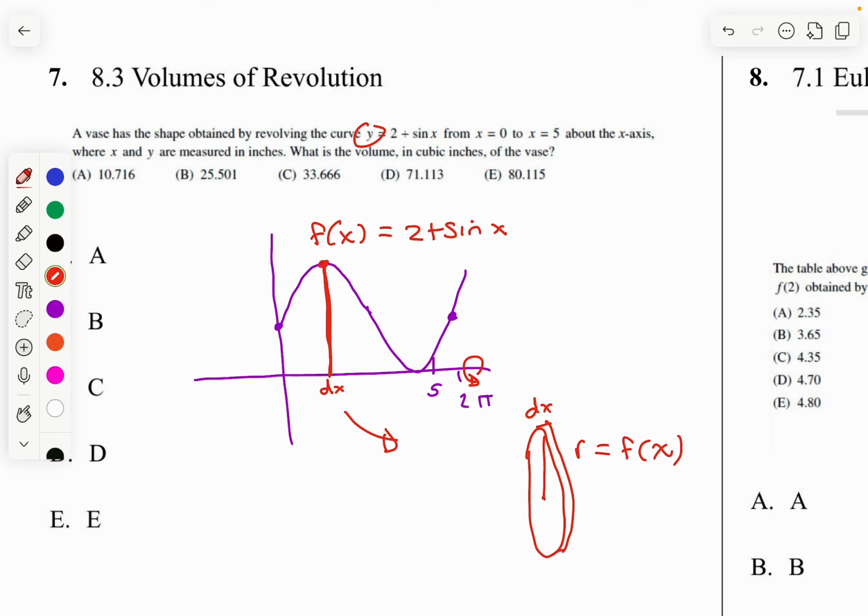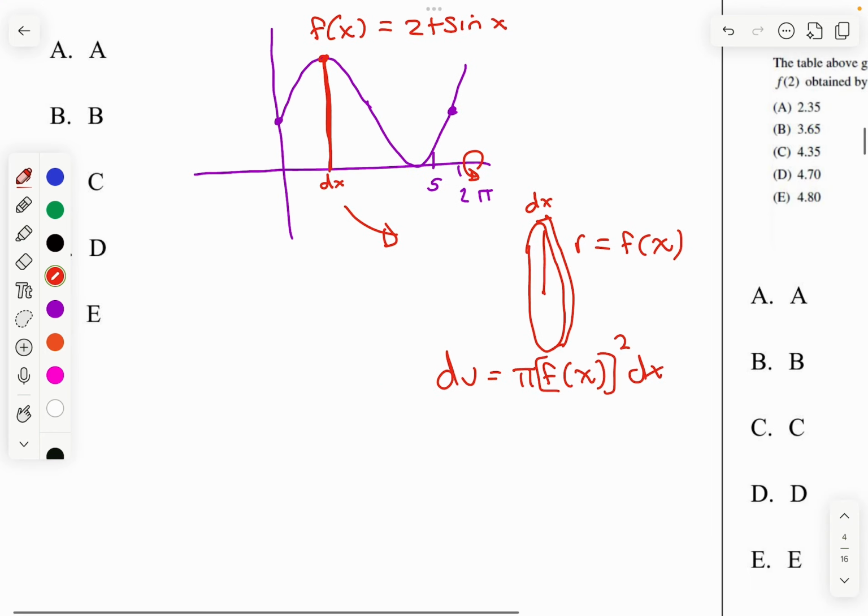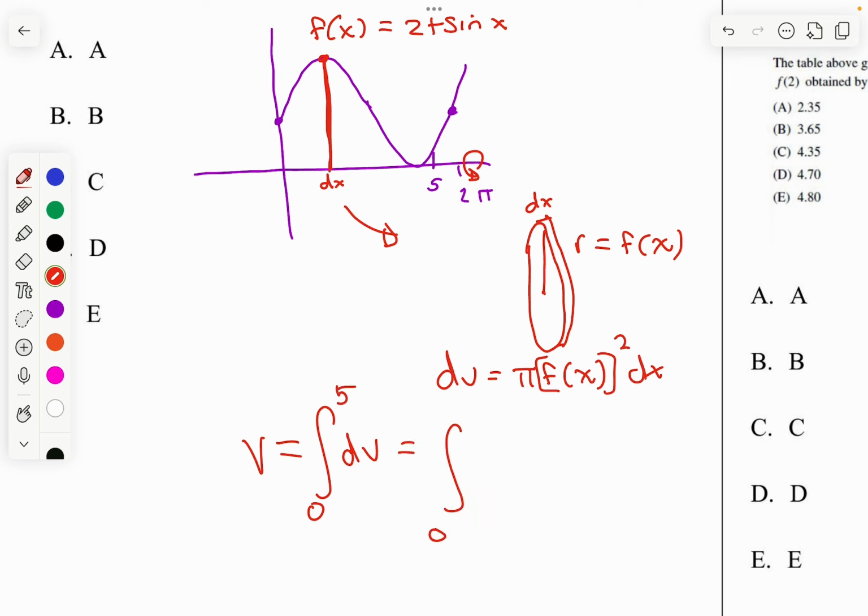And so our change in volume, or the volume of this one little slice, would be pi times f of x squared dx, and then our total volume would be integrating from 0 to 5. So I'm going to put this into the calculator.